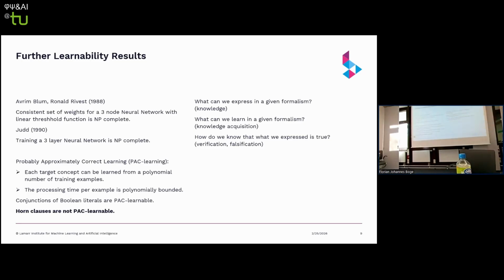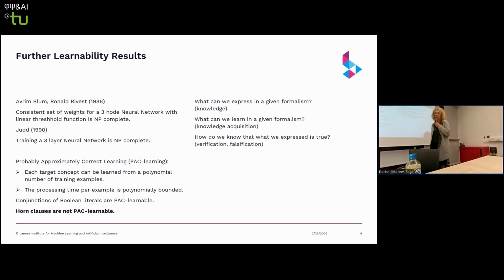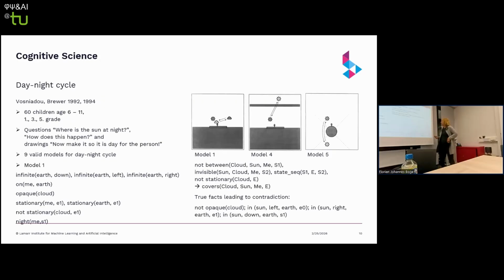So in a way, why is this epistemologically important? It is so because what we can express in a given formalism shows which kind of knowledge we can formalize. Then what we can learn in a given formalism is important because it tells us what knowledge acquisition we can actually do by a machine. And then how do we know that what we expressed is true? That was also part of a talk before. We need some verification and falsification, because maybe something is easily learned, and we show that it is polynomially learned, but it is false. I mean, this could also happen, so we must be careful what we do.